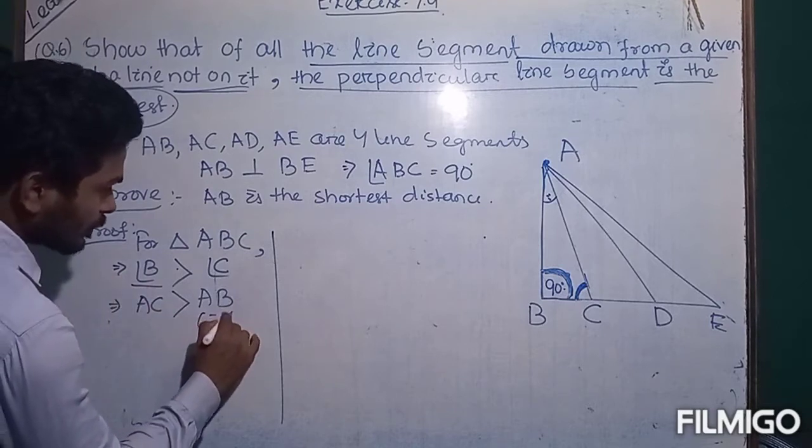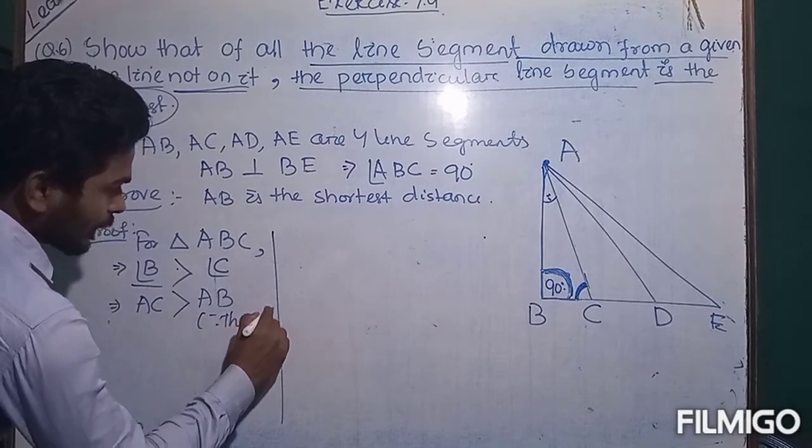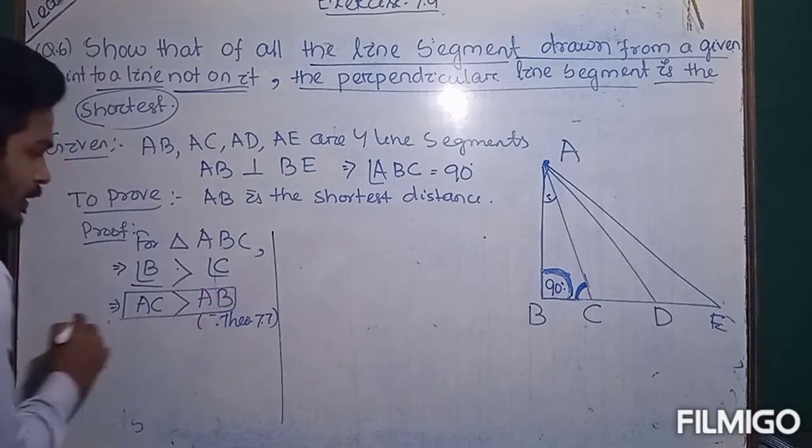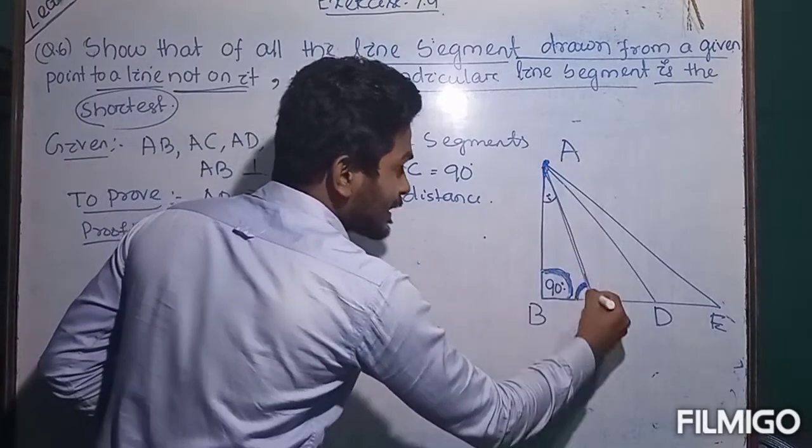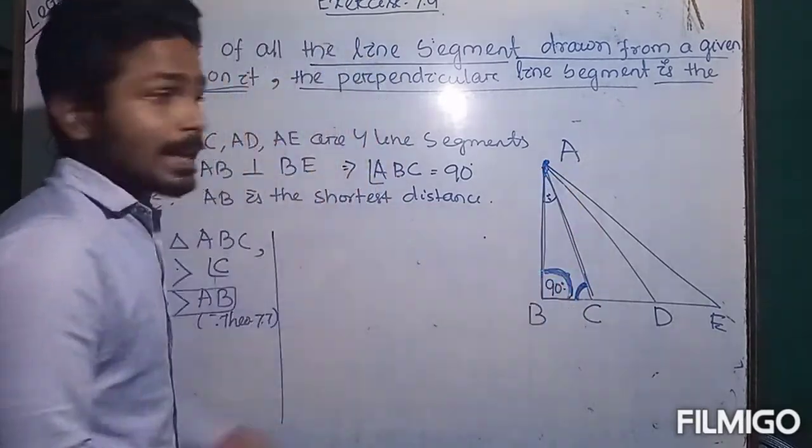Due to theorem 7.7. Do you understand it? So what we have found? We have found among SC and AB. SC and AB are what?